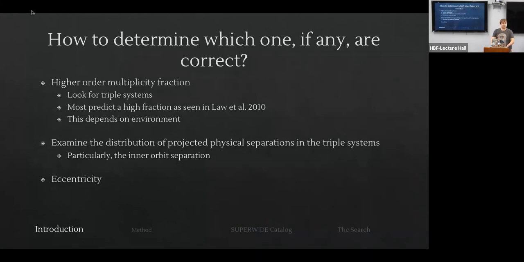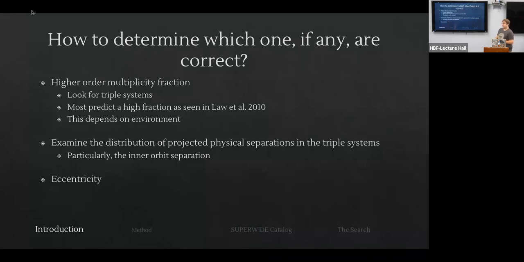We look at the higher order multiplicity. Right away, you would expect the unfolding triple systems to mean there would be more triple systems via that method than the other ones. The other two, the cluster dissolution and the adjacent cores, highly depend on the environment. So if you are in a dense star forming region, you're not going to have that many wide binaries in the first place.